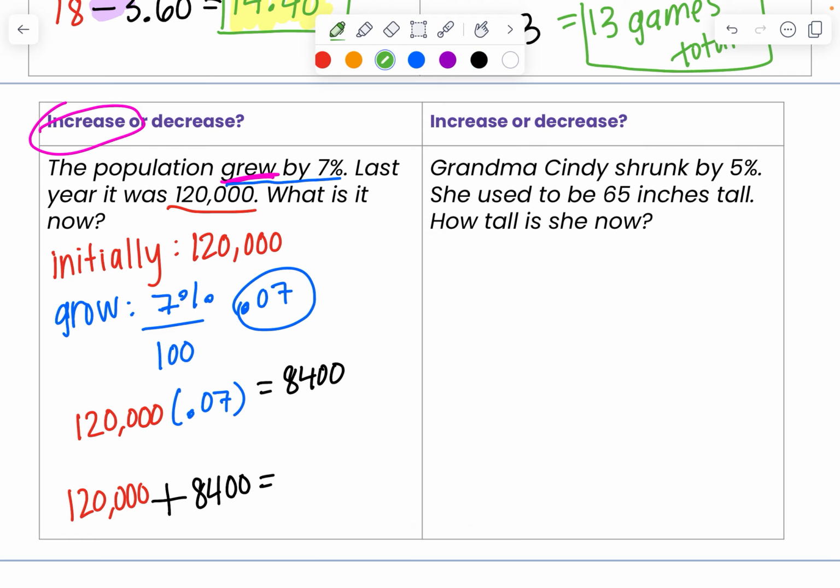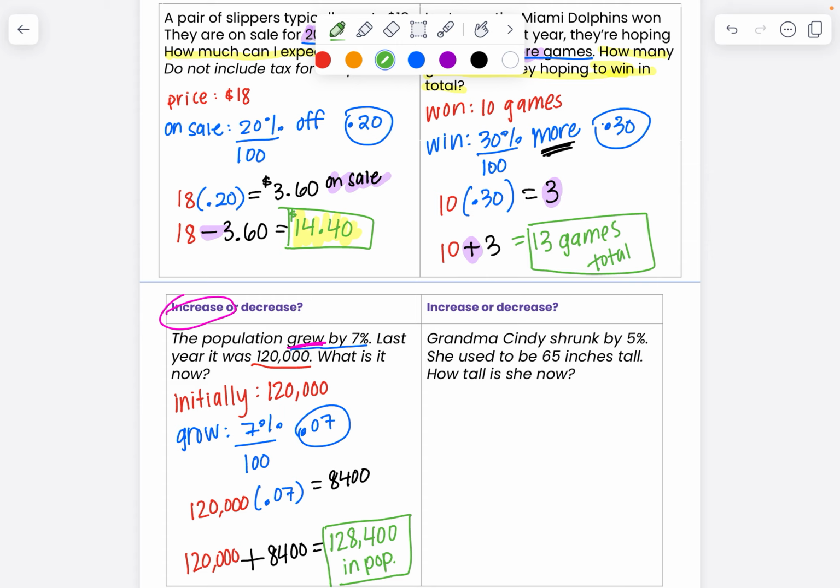Okay, so you might start to notice something between these problems. We start off with what information do we know, such as the price, the sale percentage, the games, the win percentage, the population, the growth percentage. And then for all of these problems, you'll notice that we did this. The initial times the percent value. And once we get that number, that's what we're adding or subtracting to the initial amount.